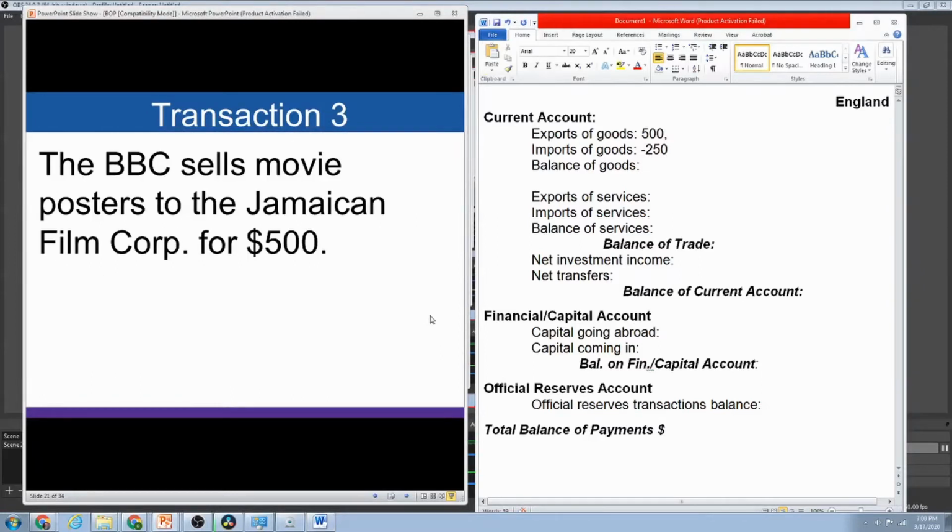Okay. Transaction 3, the BBC sells movie posters to Jamaican Film Corp for $500. Okay. Posters are going to Jamaica. Money is coming into England, which means we're going to have another $500 coming into England as exports of goods. All right. If I click on the slide here, we have a plus 500 of exports.